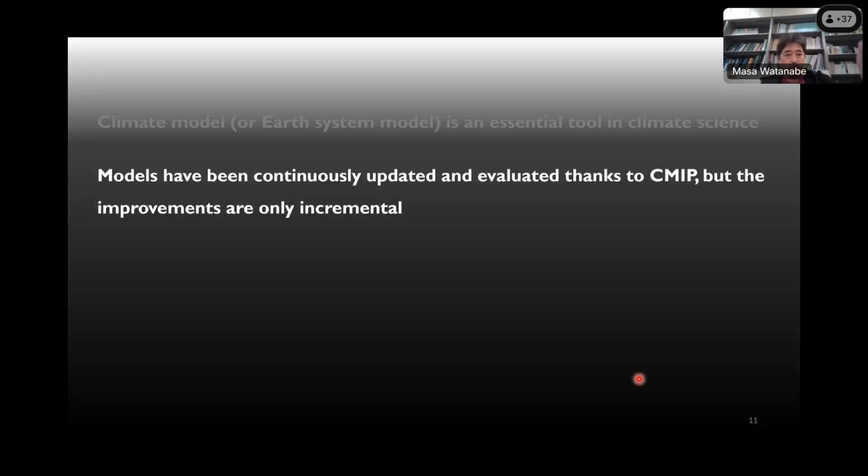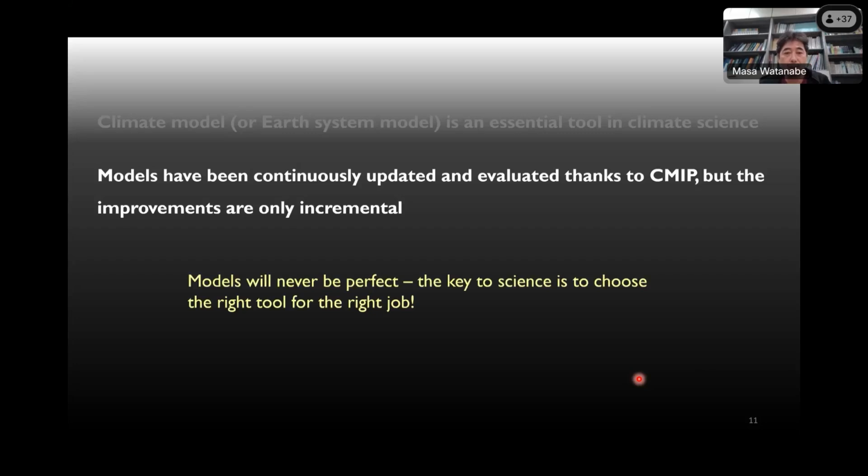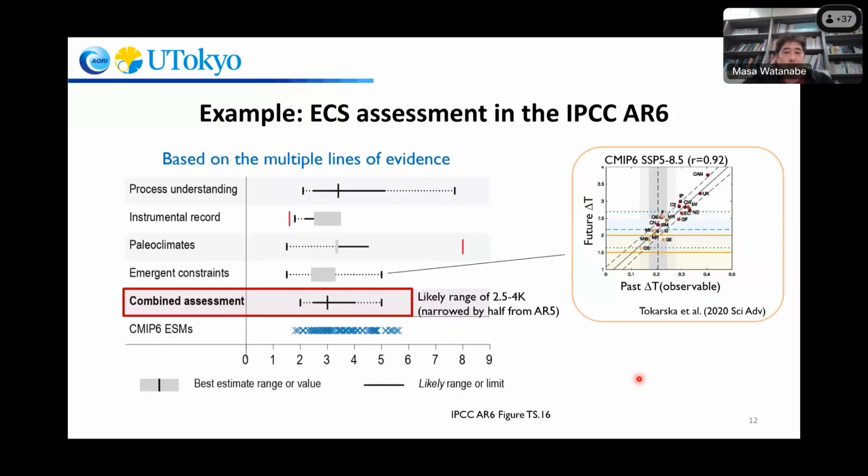So the second point is the models have been continuously updated and evaluated, thanks to CMIP, I'll say, but the improvements are only incremental. Which means that we are aware that models will never be perfect, and we need to choose the right tool for the right job in climate science. One good example was taken from AR6, in which I was serving as a lead author to assess the Earth's climate sensitivity.